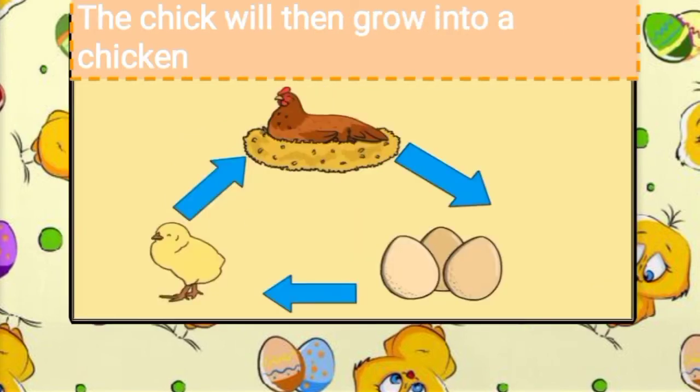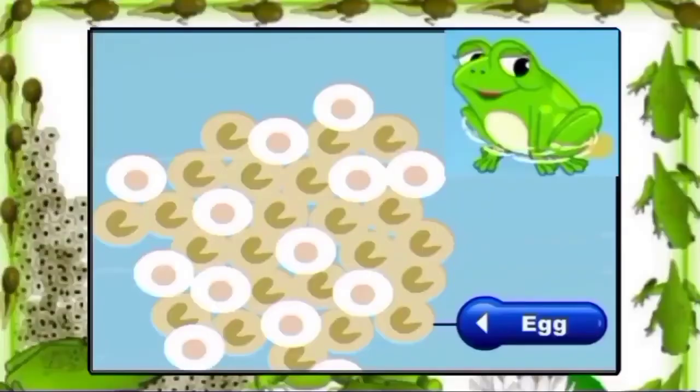Then the young chick then grows up to become an adult hen. Now let's understand the life cycle of a frog. A frog lays eggs in water in a large cluster.